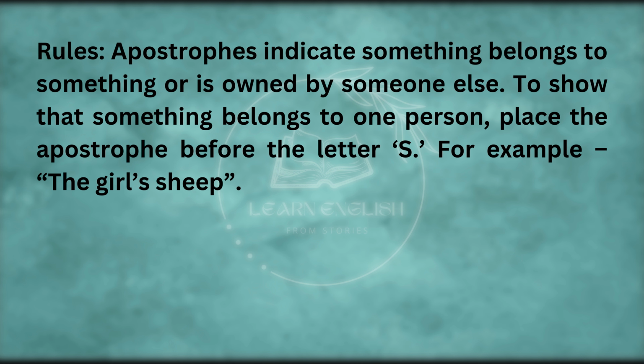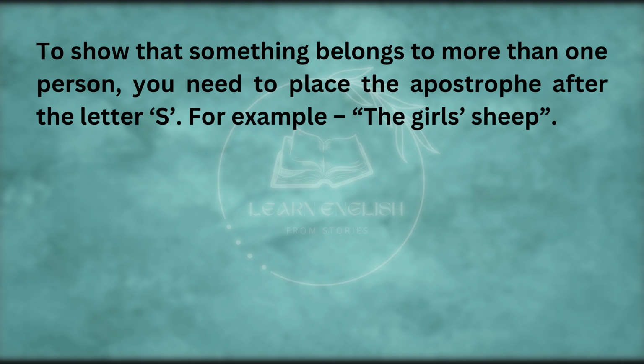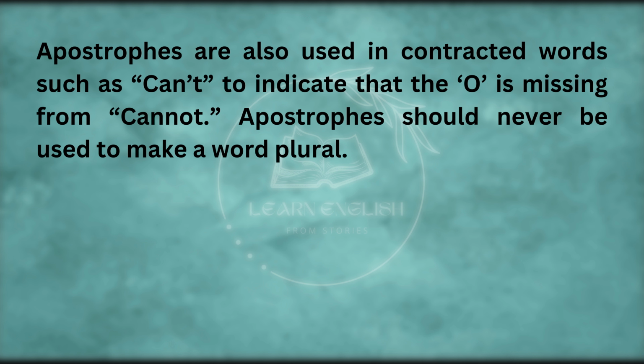For example, the girl's sheep. To show that something belongs to more than one person, you need to place the apostrophe after the letter S. For example, the girls' sheep. Apostrophes are also used in contracted words such as can't to indicate that the O is missing from cannot. Apostrophes should never be used to make a word plural.